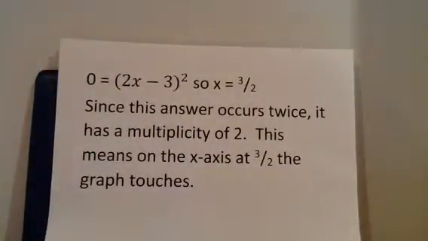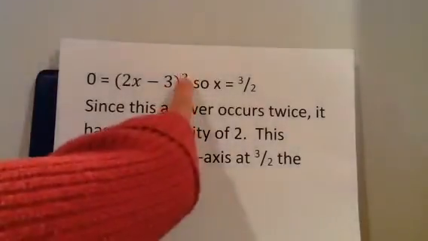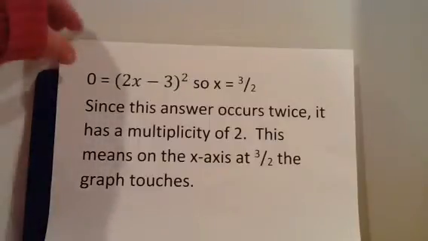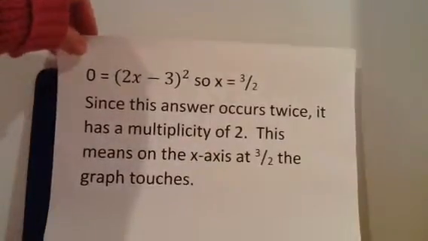Setting the other factor equal to 0 and solving, you get that x equals 3/2. Since this answer occurs twice, it has a multiplicity of 2. It occurs twice because the exponent is a 2. This means at the x-axis at 3/2, the graph touches.